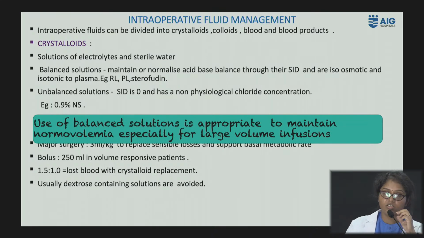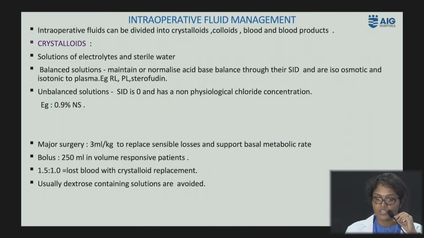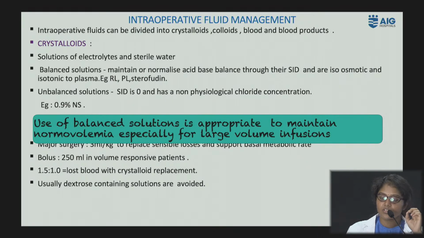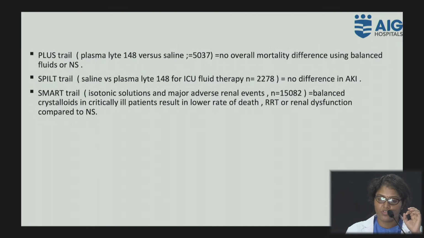For major surgeries, we give around 3 ml per kg to replace the sensible and insensible losses and support the basal metabolic rate. Bolus for a crystalloid is 250 ml. In order to replace blood, it is given in a ratio of 1.5:1, and a dextrose containing balanced crystalloid is usually avoided. Use of balanced crystalloid is appropriate to maintain normovolemia, especially if you are going for large volume infusions. There are a few trials which have compared balanced crystalloid to an unbalanced crystalloid. There is controversy regarding the results, but usually we go for a balanced crystalloid in the ICU as well as in the OR setup.